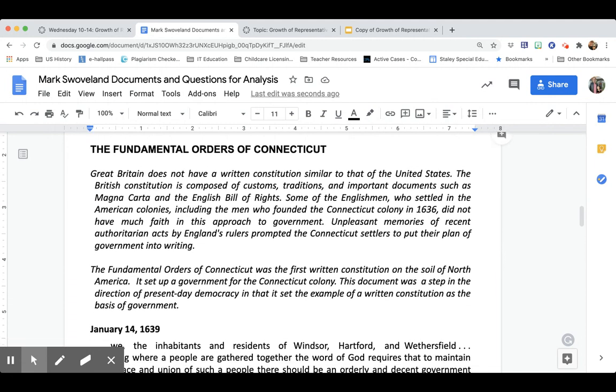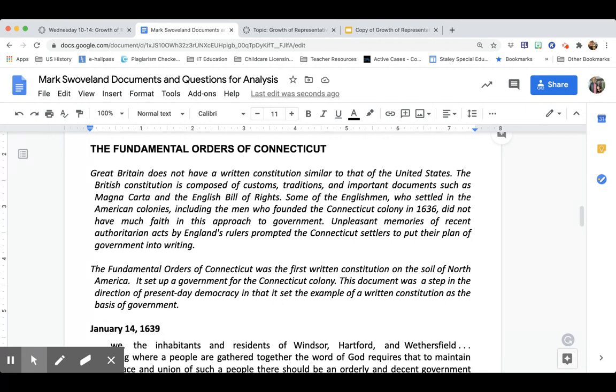The Fundamental Orders of Connecticut. Great Britain does not have a written constitution similar to that of the United States. The British Constitution is composed of customs, traditions, and important documents such as the Magna Carta and the English Bill of Rights. Some of the Englishmen who settled in the American colonies, including the men who founded the Connecticut colony in 1636, did not have much faith in this approach to government. Unpleasant memories of recent authoritarian acts by England's rulers prompted the Connecticut settlers to put their own plan of government into writing. The Fundamental Orders of Connecticut was the first written constitution on the soil of North America.